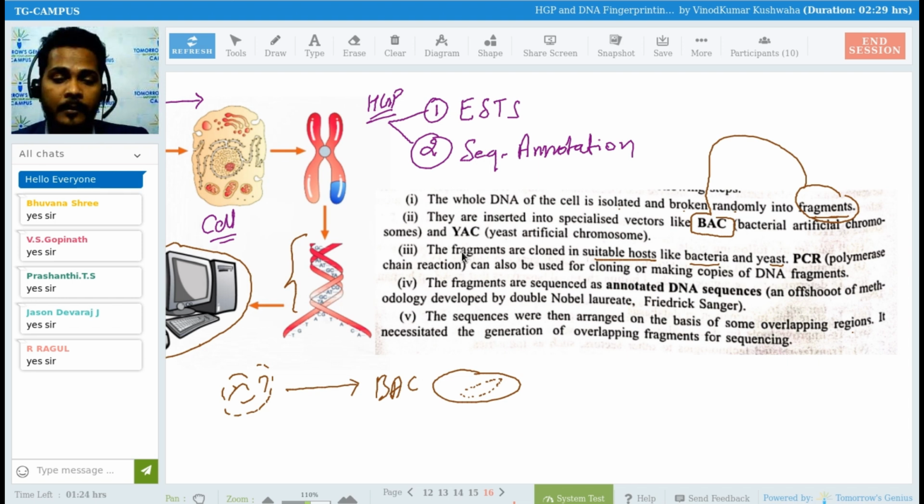Clear? Is this clear about the methodology? Yes, does anyone have a doubt in this? I want a response from everyone.